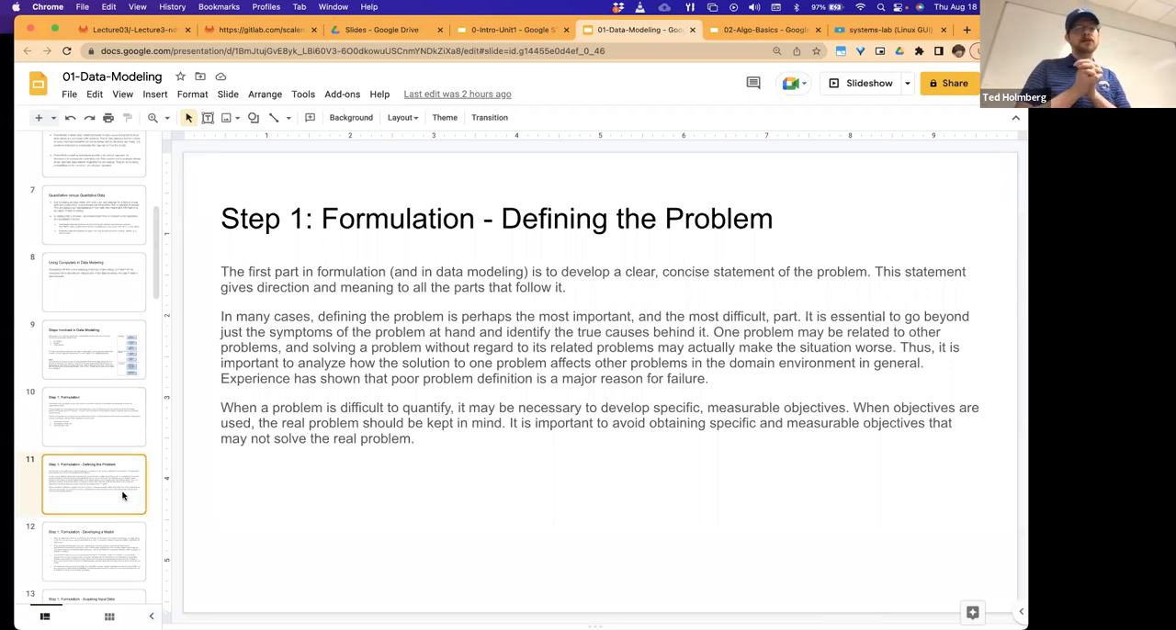In many cases, defining the problem is perhaps the most important and the most difficult part. It is essential to go beyond just the symptoms of the problem at hand and identify the true causes behind it. One problem may be related to other problems, and solving a problem without regard to the related problems may actually make the situation worse. I'll give you an example, where the solution of one problem requires some other problem. Let's go back to a cocktail recipe, for instance.